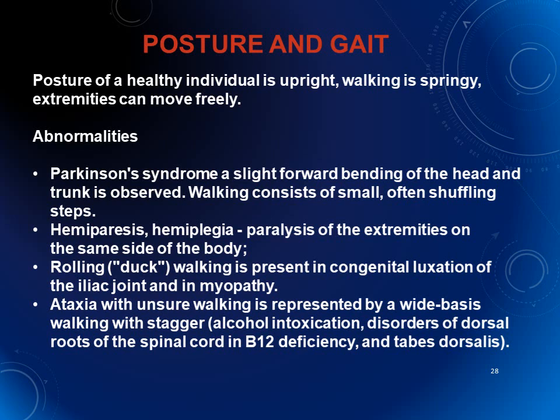Ataxia with unsure walking is represented by wide-based walking with staggering. It occurs in alcohol intoxication, disorders of the dorsal roots of the spinal cord, and B12 deficiency anemia. Another abnormality is called rolling, or duck walking. It is present in congenital luxation of the hip joint and in myopathy.